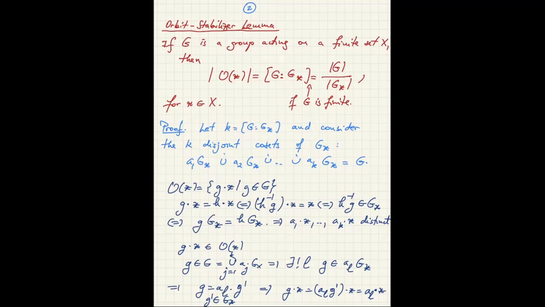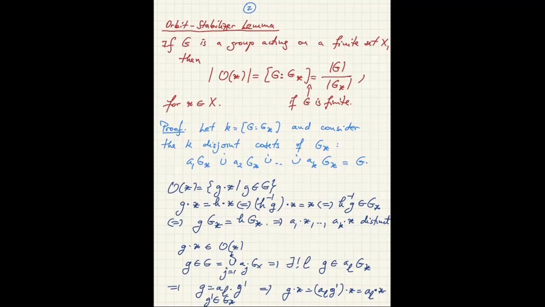Let K denote the index of this subgroup, and consider K disjoint cosets of G_x. Then the group G is partitioned into these cosets. We have these representatives a1, a2, ..., aK, and G is a disjoint union of a1 G_x, a2 G_x, and so on.